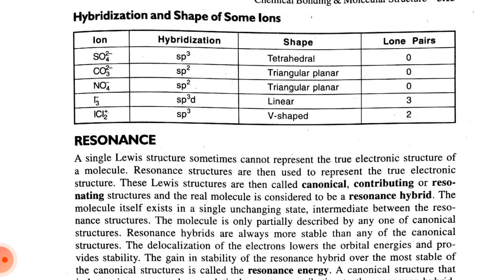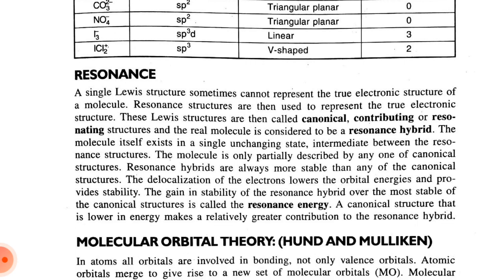Ion NO3 minus: hybridization sp2, shape is triangular planar, lone pair is 0. I3 minus: hybridization sp3d, shape is linear, lone pair is 3. ICl2 plus: hybridization sp3, shape is V-shape, lone pair is 2.